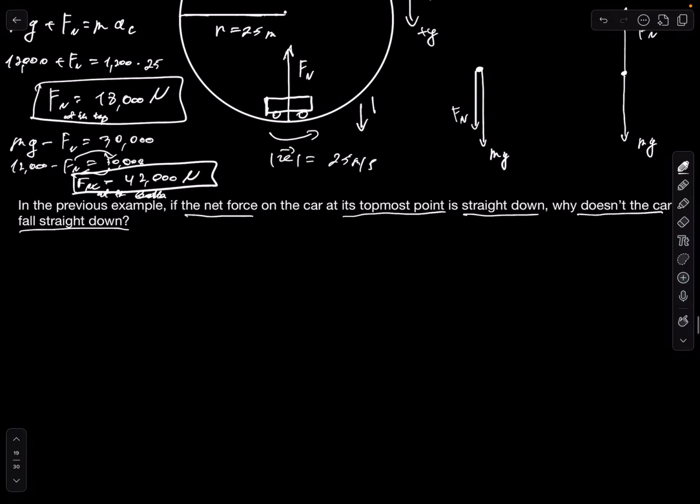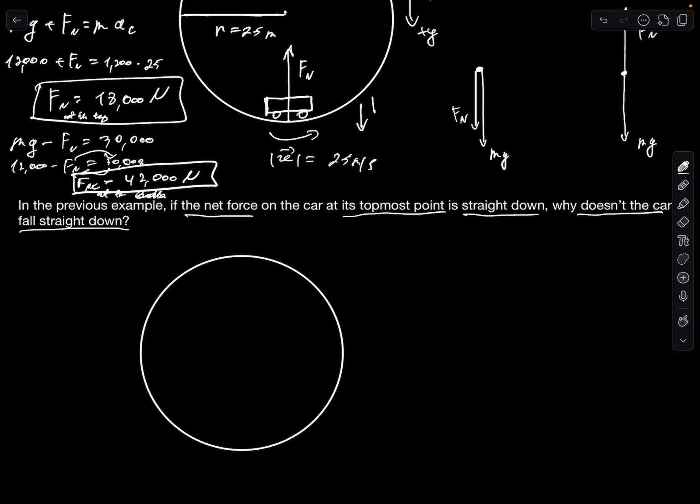So here, let me draw it one more time. When the car is at the top, we have the force of gravity. We have the normal force. We have acceleration in that direction. Why doesn't the car just fall down to the ground? Well, it's because its velocity is non-zero. Velocity is 25 meters per second. If the velocity were zero, the car would most definitely fall on the ground.